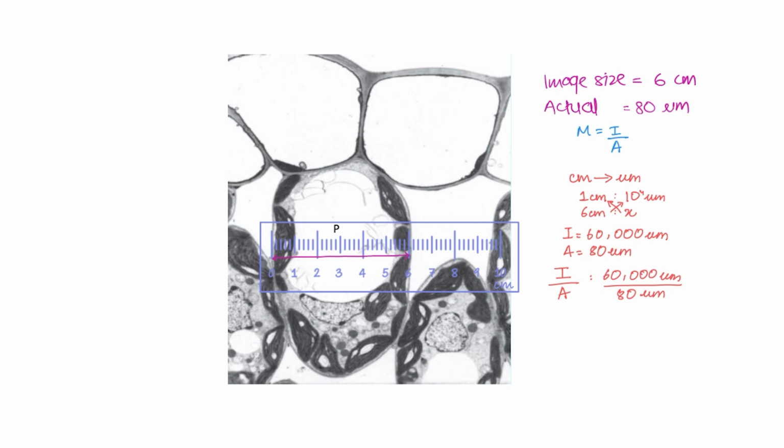At this point, I cannot stress enough that the units for the actual size and the calculated image size have to be the same. If you do not convert the centimeter into micrometers, you will have a completely different answer from the answer you will get after converting them into the same unit. And to calculate the magnification correctly, you have to have all the measurements in the same unit. So now if we divide 60,000 micrometers by 80 micrometers, we'll be left with an answer of 750.